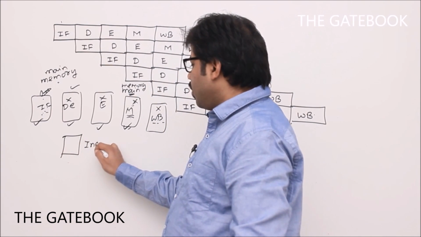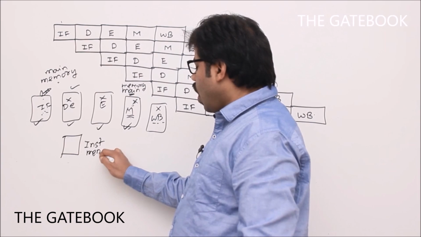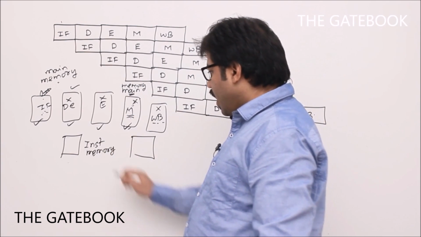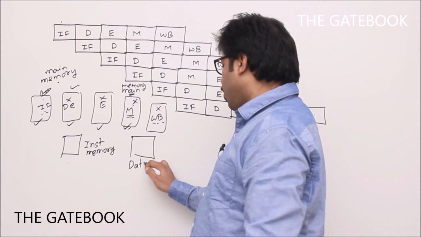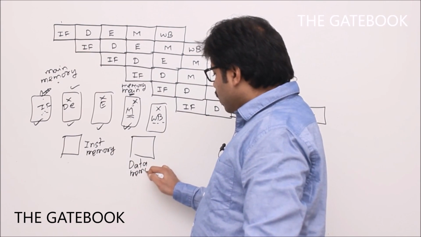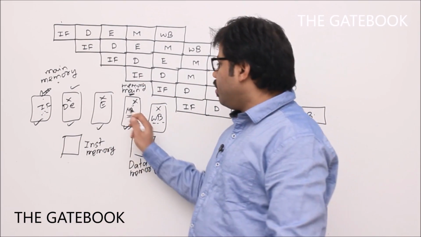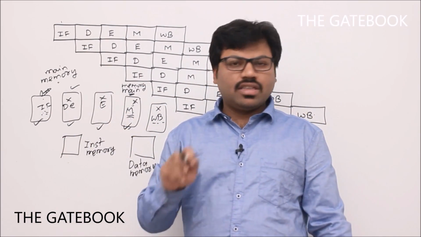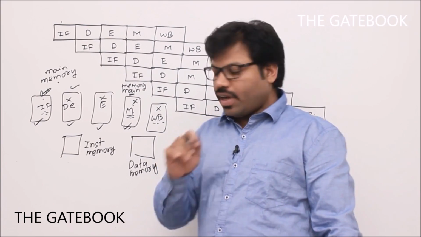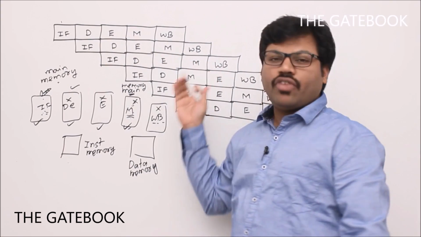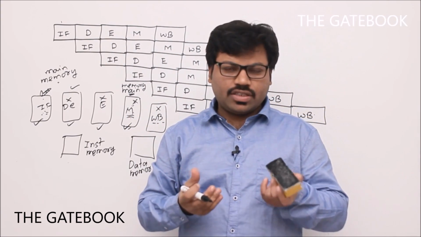How it is implemented doesn't matter. What is important is that we have instruction memory and data memory separately. Only then can these two stages work independently. Otherwise, there will be dependency between these two stages, and then it will be a problem, right? Why will it be a problem? To understand, you should understand the entire flow of execution, how we are going to do the execution in pipelining.